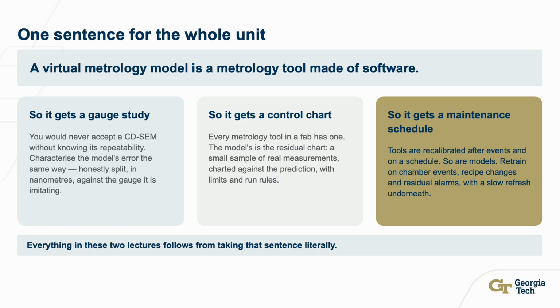And I like this framing for a specific reason. Everything a fab already knows how to do with a metrology tool, qualify it, monitor it, maintain it, own it, transfers directly. You do not need to invent a governance process for machine learning. You need to notice you already have one and apply it. Everything in these 2 lectures follows from taking that sentence literally.